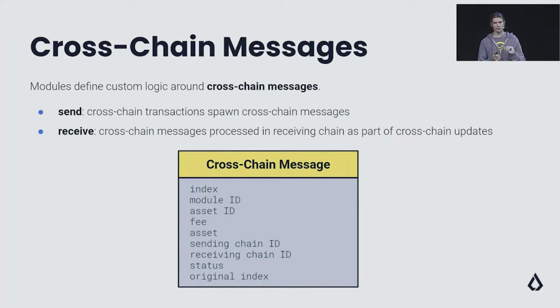And the logic around receiving cross-chain messages. Because when a cross-chain message arrives, is included into a chain as part of a cross-chain update, it is processed and, as I mentioned, triggers a state transition. So they're very similar to transactions. In particular, they have an asset where the custom logic is included, but they also specify some other properties, and in particular, the sending chain ID and receiving chain ID, because as I mentioned, these are state transitions that happen in a different chain from the sending chain.